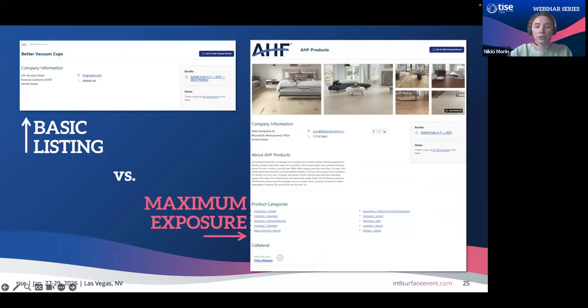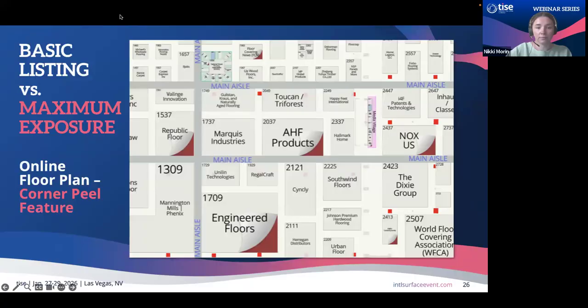And once you click into the profile, you can see a basic listing will include just a brief company information description, booth number, and company name, whereas the maximum exposure includes all of those photos and graphics at the top, company information about AHF products, product categories, and collateral. And here is a view of the floor plan. As I mentioned, those kind of corner peels, whereas a basic listing will not include the highlighted red corner peel that you see in these few examples here.